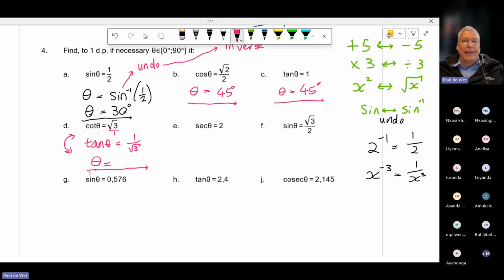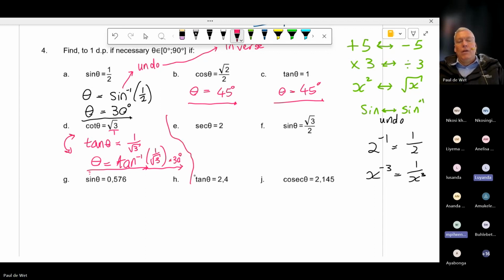Undo tan. Don't find the tan of 1 over root 3. Undo tan. So I'm going to go undo tan of 1 over root 3. I get 30 degrees. Yes. Okay.